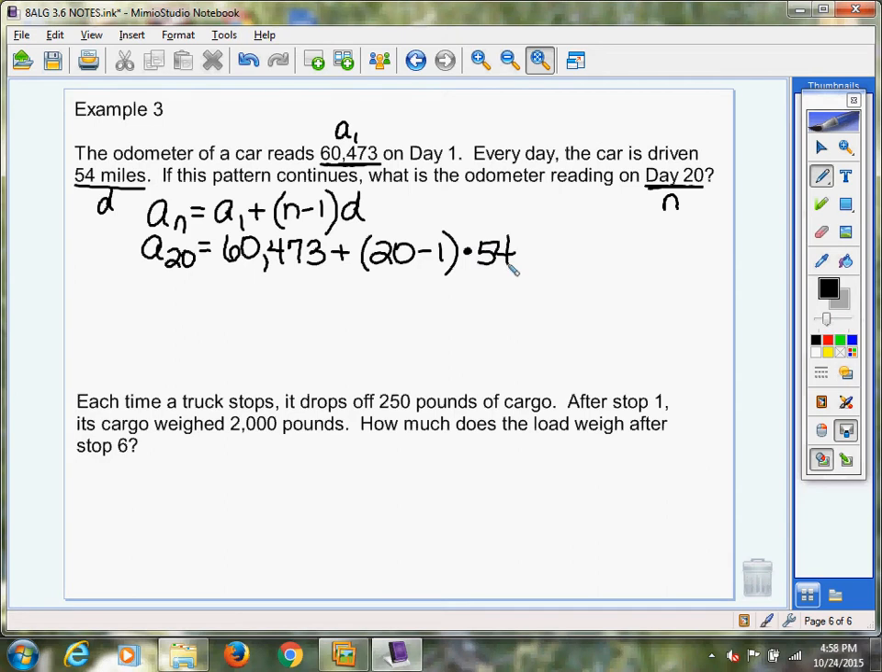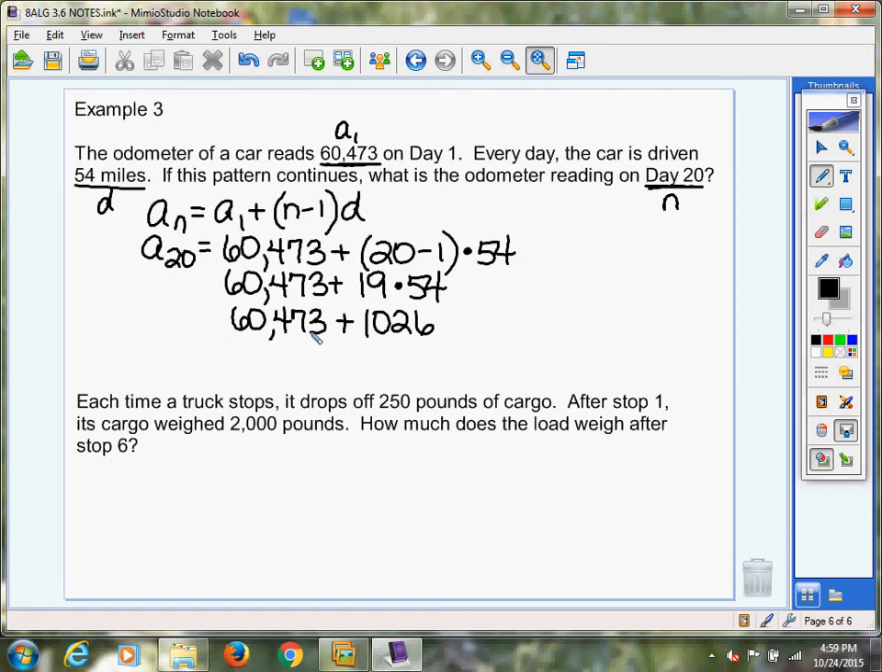So we're going to take our term 20, take away 1 from that, then multiply it by our common difference of 54. So let's follow order of operations. First thing we need to do is 20 minus 1. We're going to make that 19. Next thing you're going to do, this would be a good time to get your calculator out, do 19 times 54, and you're going to get 1,026. So you've got to multiply before you add. Don't add before you multiply.